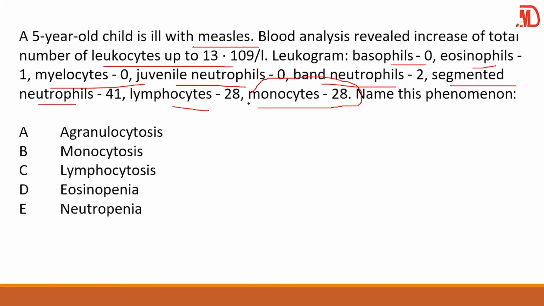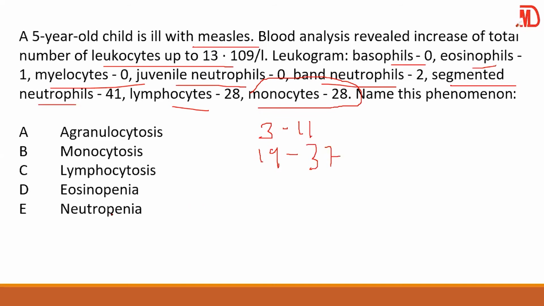Monocyte level is high. In normal blood, we're supposed to have about 3 to 11%. So this is extremely high. So you can write these leukogram values down. Normal monocyte is between 3 to 11. Then lymphocyte is between 19 to 37.